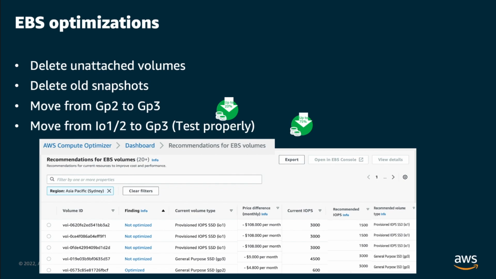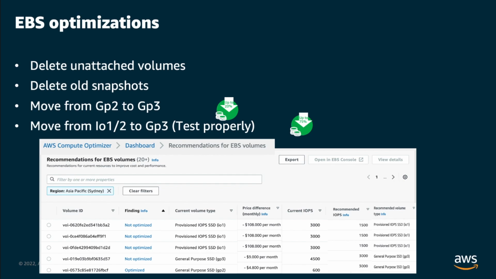So now we move to some optimizations on EBS. There are some things you can do. You can delete unattached volumes, delete old snapshots. We also, in AMS, created some automation to do this based on some customer logic, like how long it's been there, unattached volumes always delete, and things like that. Also, moving from GP2 to GP3 is very straightforward and can save you up to 20% in cost.